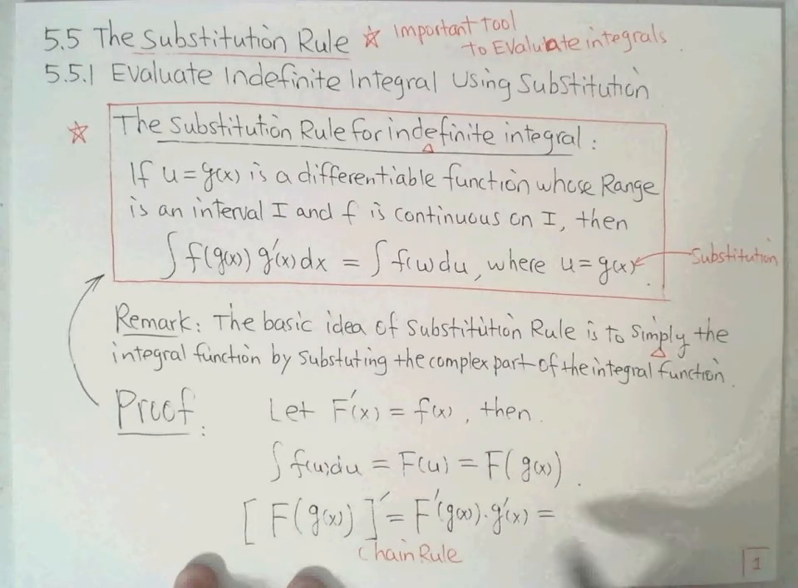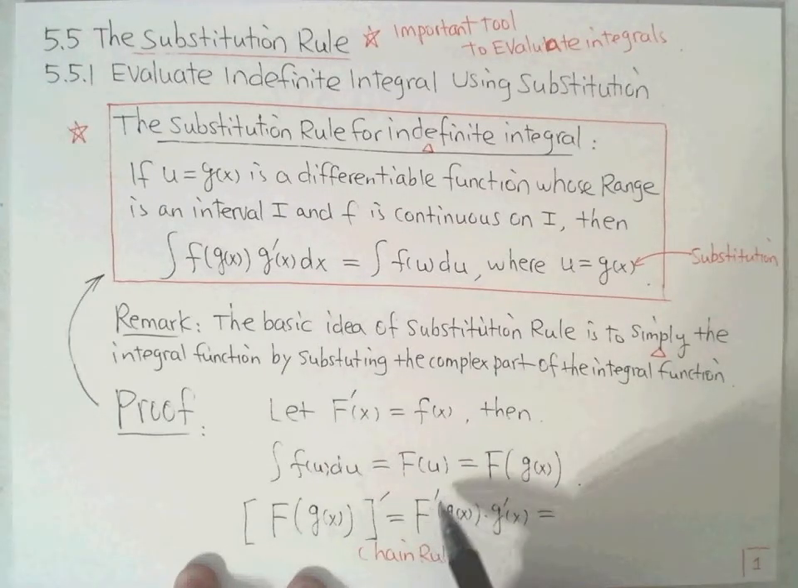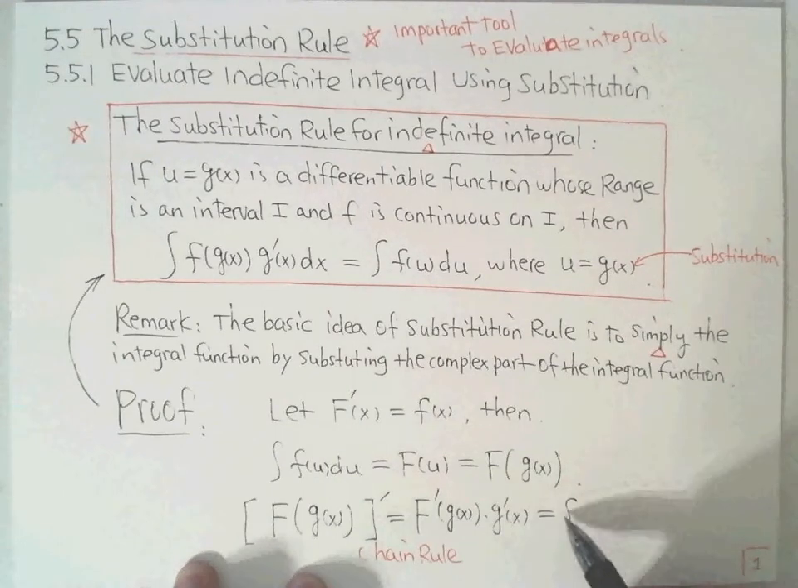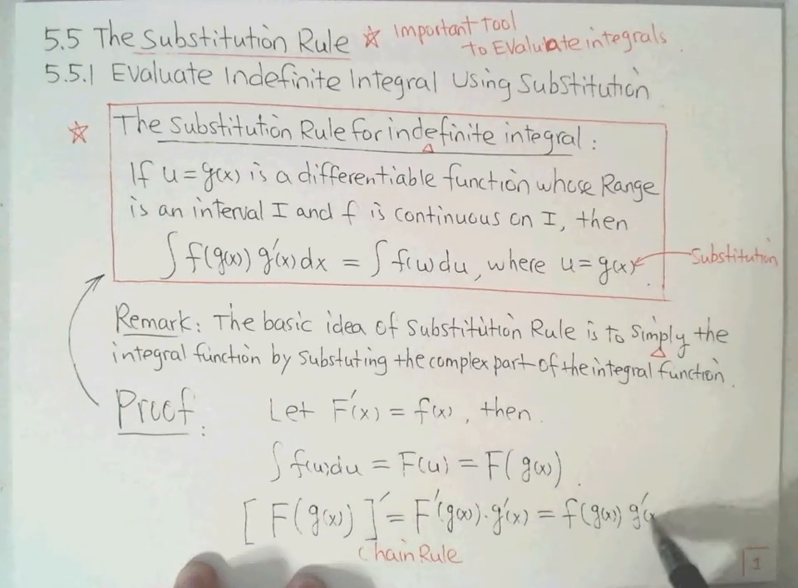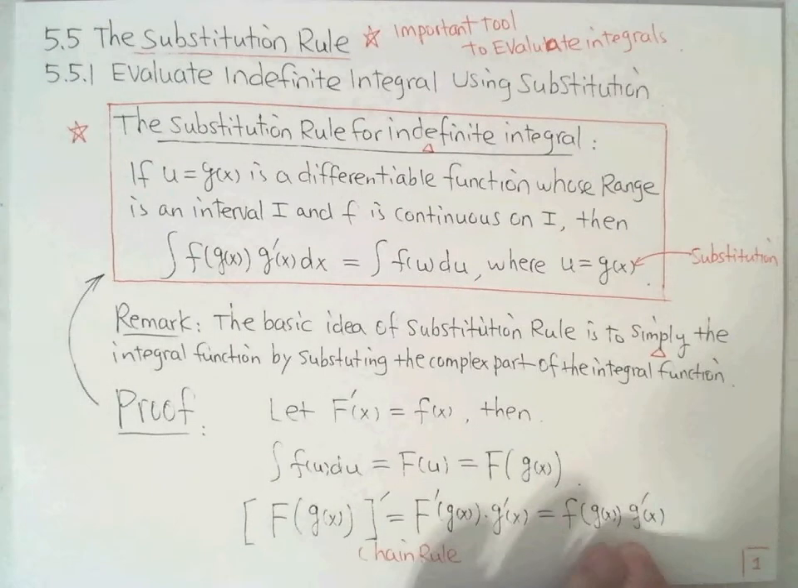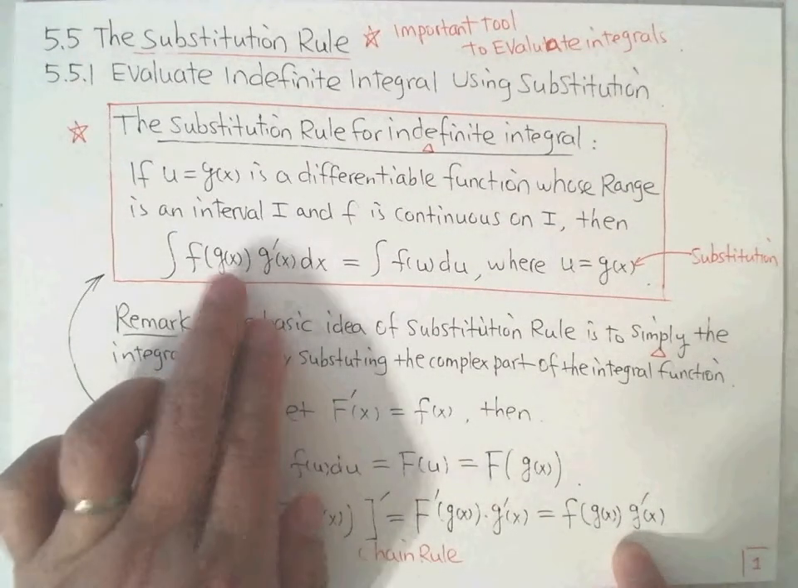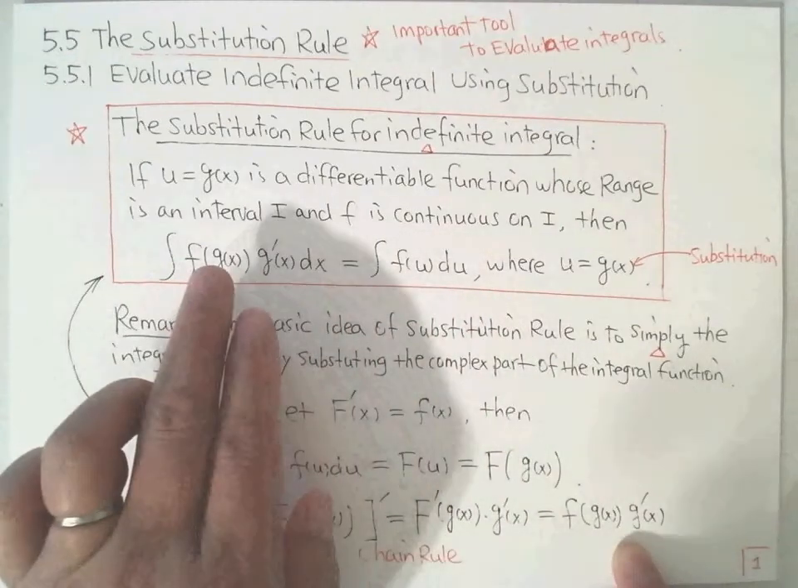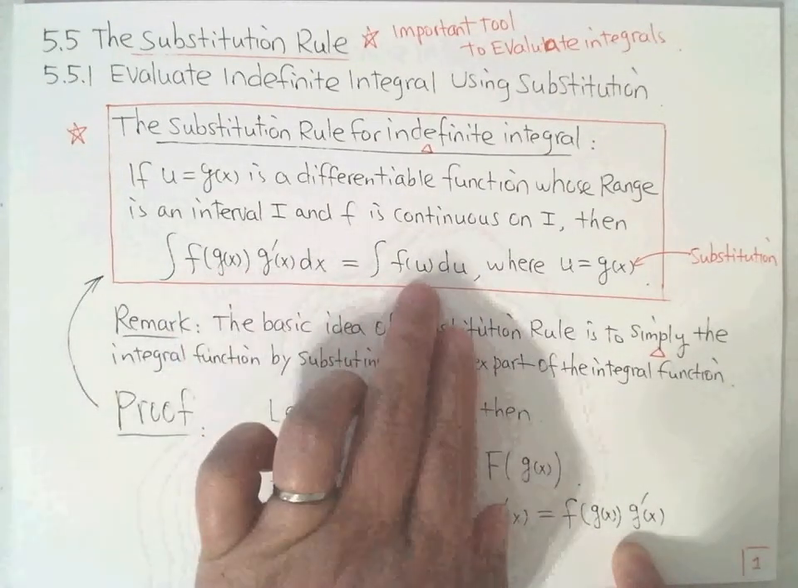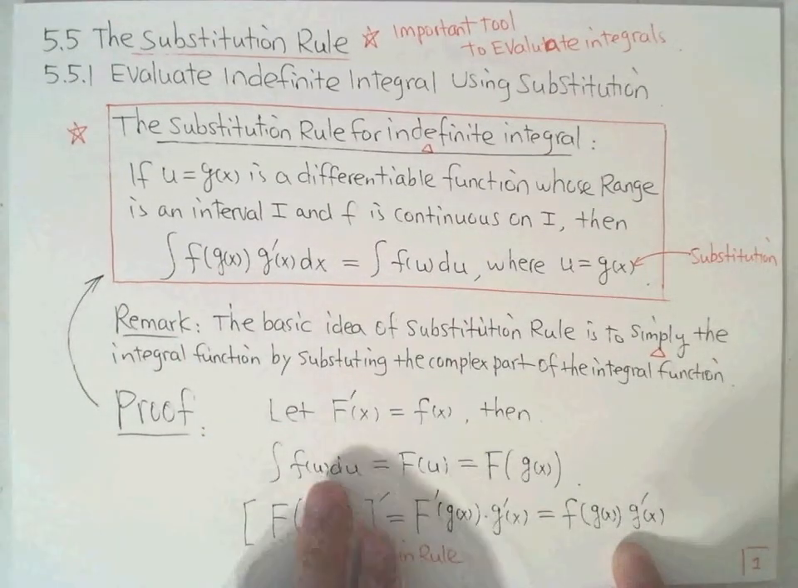What is the derivative of capital F? It is lowercase f, right? Then g is still g(x), and take its derivative. So we look at this. Is this the integrand? Definitely. The right side is the integral function. So we have proved that the right side's derivative goes to the integrand, which means the right side is the antiderivative.